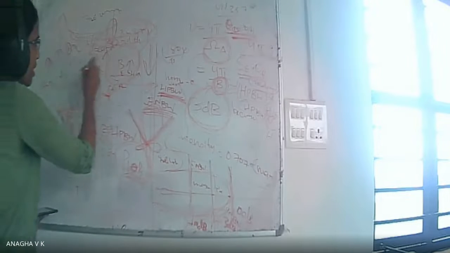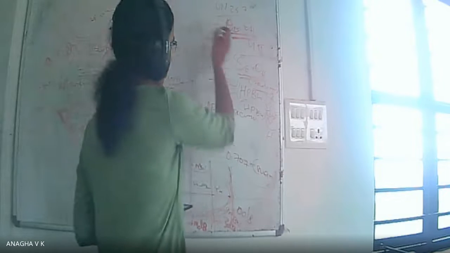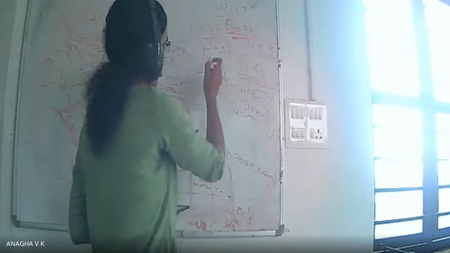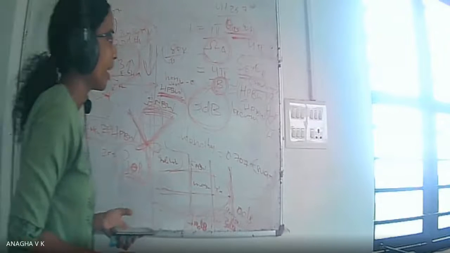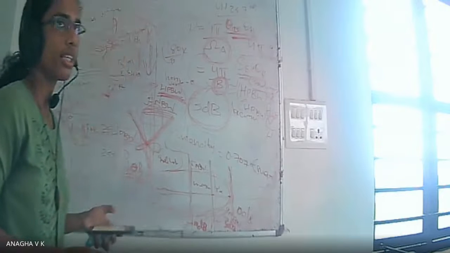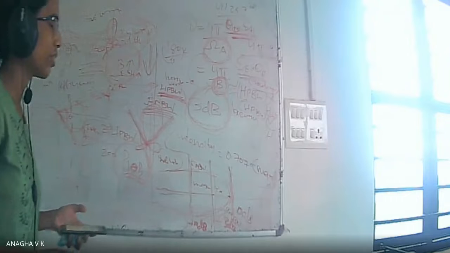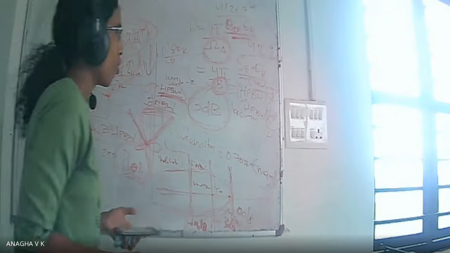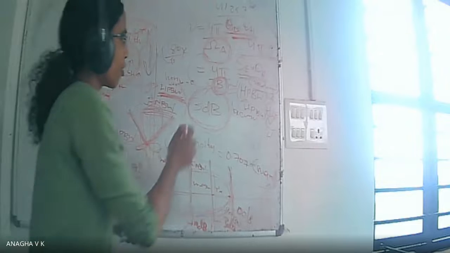The directivity is inversely proportional to beamwidth. You remember these two equations, because directivity equals 4 pi by omega A. Omega A is the beam solid angle. Beam solid angle is otherwise termed as what? Beam area. So beam solid angle or beam area, omega A. So 4 pi by omega A equals 4 pi by B.